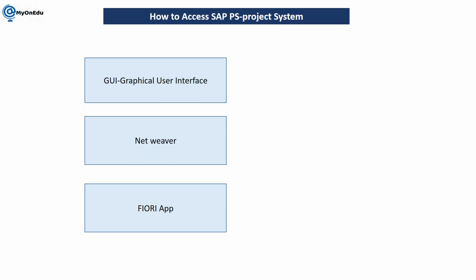When we use SAP, we have different modes or ways to access SAP to execute transactions. First is GUI, graphical user interface. Second is NetWeaver, and third is the Fiori app. In SAP GUI, you will have transaction codes. Let's say if you want to create a project, you need to use a transaction code like CJ20N, CJ01, or CJ02. These are the different transaction codes you need to execute in the system for different purposes.